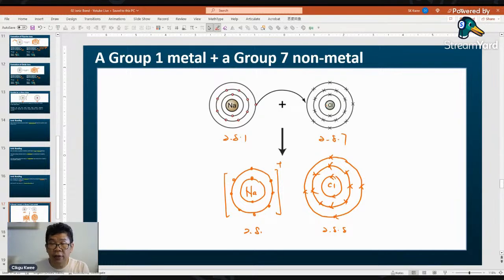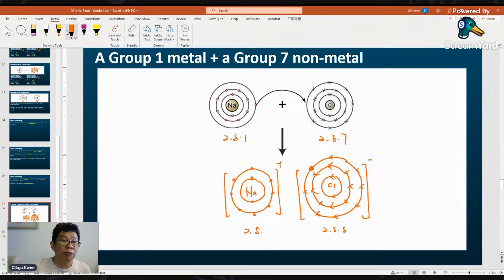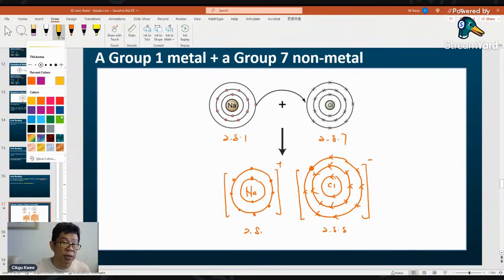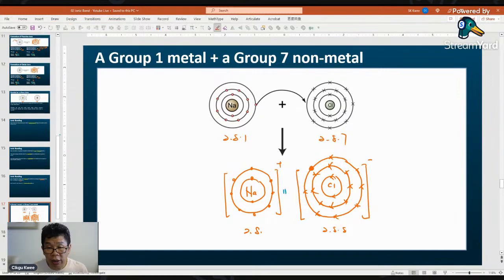Initially it's 7. Now after receiving 1 electron, it becomes 8. We put a dot here to indicate that this electron has come from sodium. Then it will form a negative charge ion. When we have positive and negative charge ions, they will produce a strong attraction force between them.